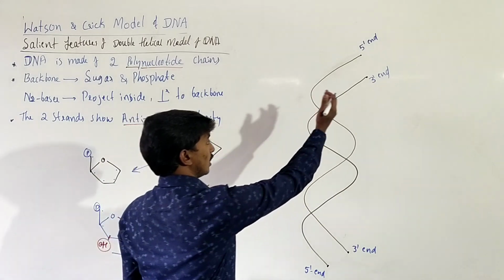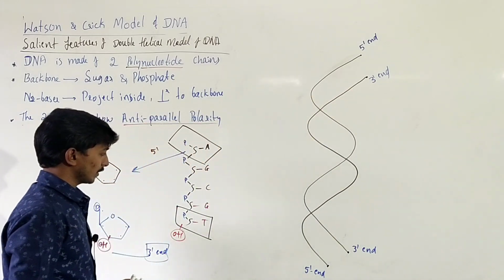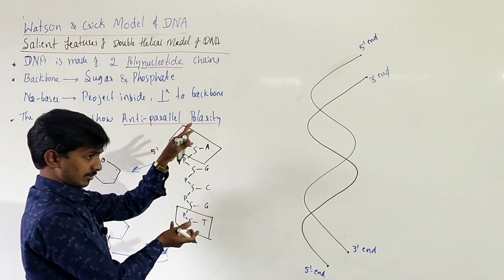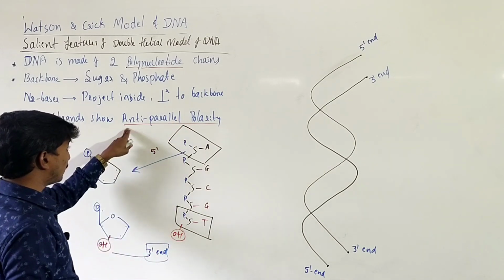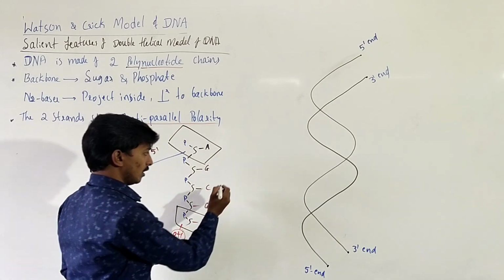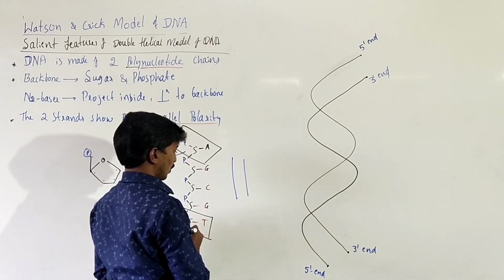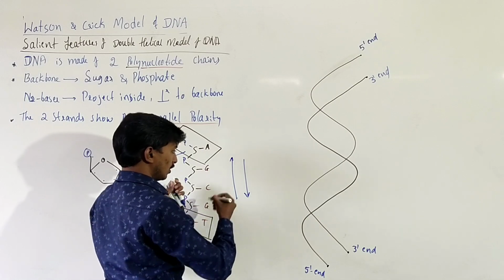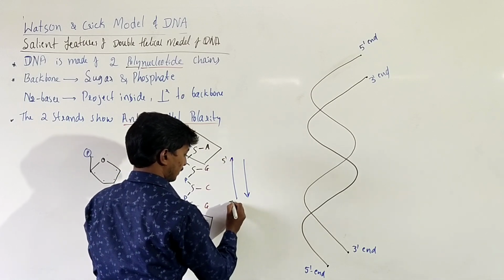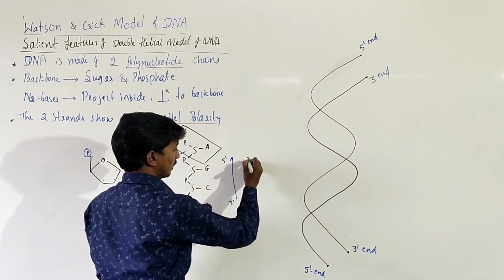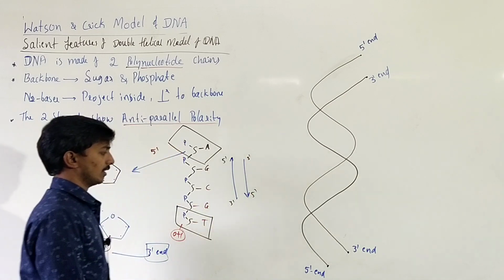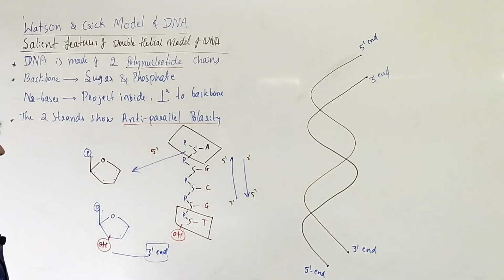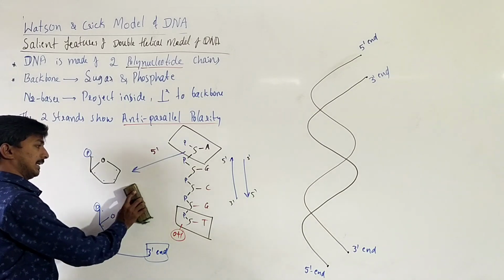The other strand will, of course, be opposite, just reversed. The other strand will be anti-parallel. Both run alongside each other, but one is running in this direction, and the other will be running in the opposite direction. If it is 5' to 3', this will of course be 3' to 5'. So they have anti-parallel polarity.